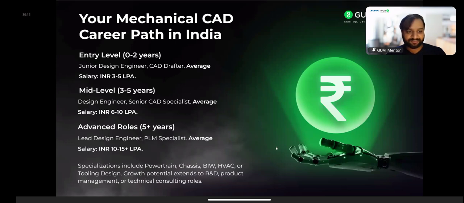So moving on to the next slide. One thing we didn't discuss: here you can see specialization. At the bottom, specialization includes powertrain, chassis, BIW, HVAC, or tooling design to R&D, product or technical. So basically, you can go into these specializations. You can be a chassis designer. You can go into HVAC, BIW, powertrain, tooling design. You can go into the R&D department, research and development, and you can also go for technical consulting roles.